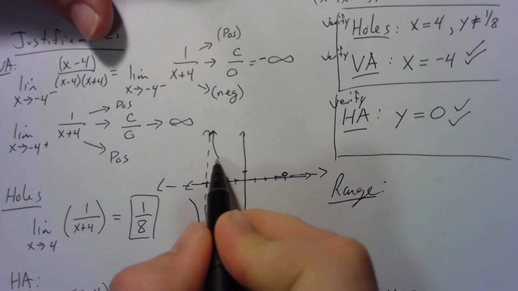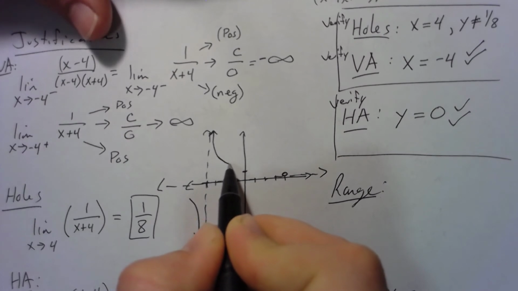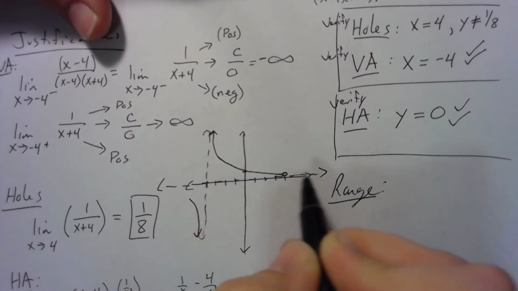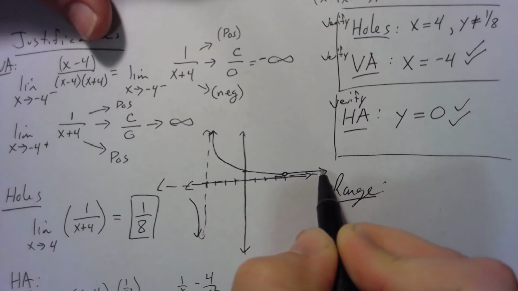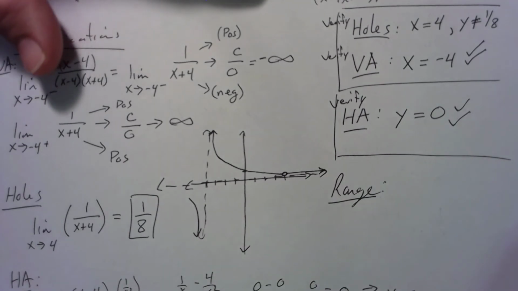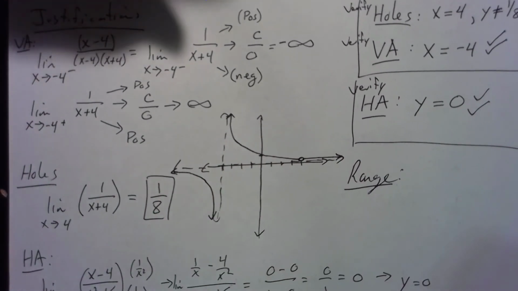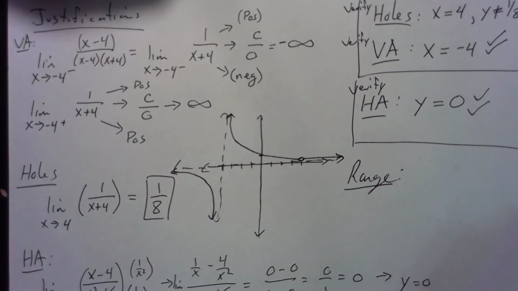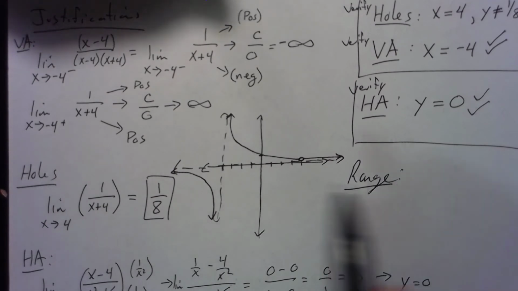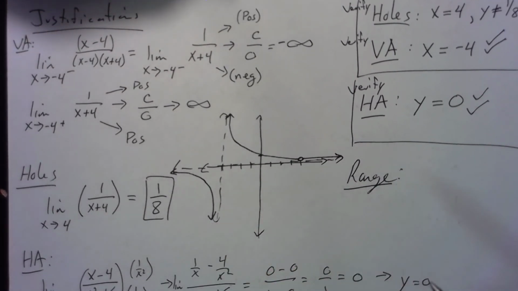And I know that this function has to come down, and as I get closer and closer to the value of 0, it should approach that asymptote. Same thing from this side. As I get closer and closer to y equals 0, toward positive infinity or negative infinity, it should approach the y value of 0.